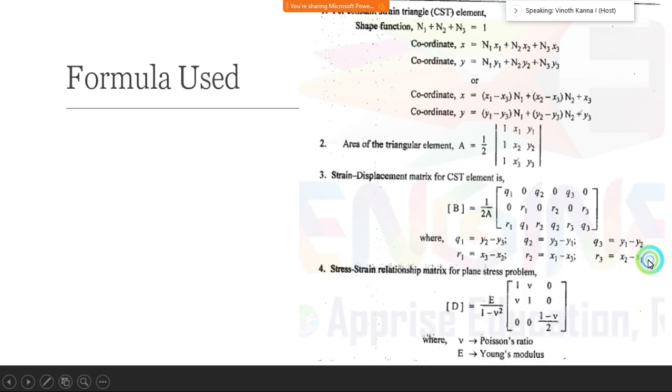So if we know well what the x value is and what the y value is, then we know x1, x2, x3, y1, y2, y3. But here is a new term, q1 and r1, so you should know how to find out q1 and r1 also. For q1, q always relates to y, and r always relates to x. That you have to remember.